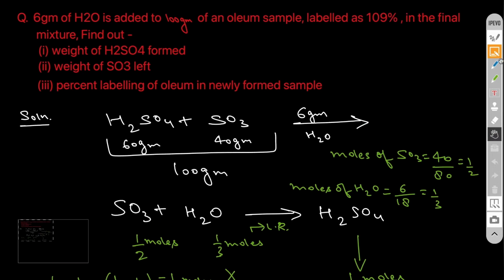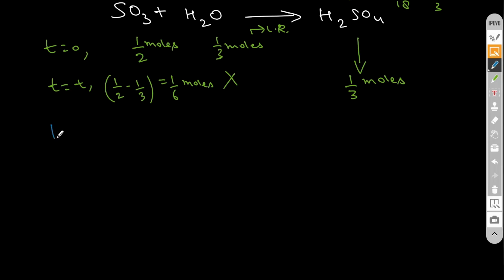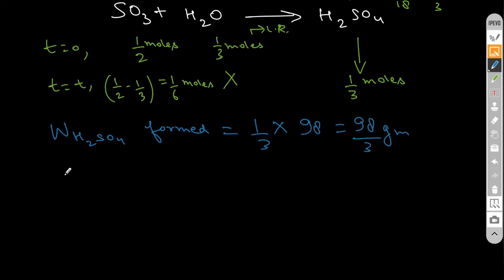So water is the limiting reagent, so 1 by 3 moles will be formed. Now we have to find the weight of H2SO4 formed in the first part. The weight of H2SO4 formed will be moles multiplied by molecular weight. So it will come out to be 98 by 3 gram. This is the answer for the first part.